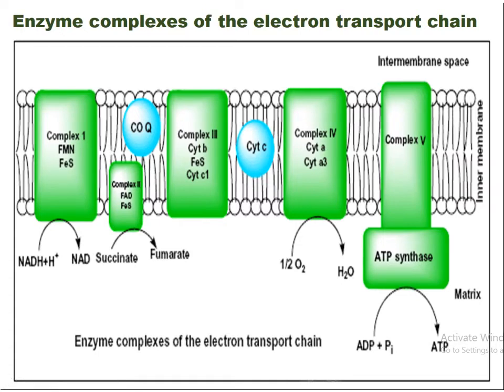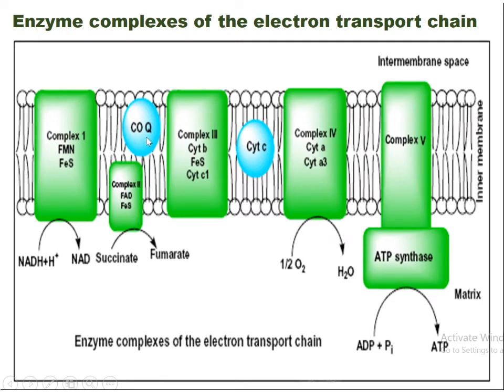Complex 1 is called NADH dehydrogenase. Here the dehydrogenation of NADH takes place. Complex 1 contains FMN, the flavin mononucleotide, and it also has iron atoms. Complex 2 is also called succinate dehydrogenase. It contains FAD and also iron atoms.